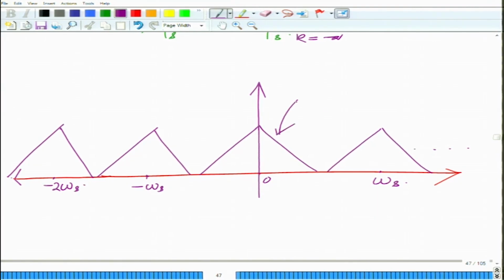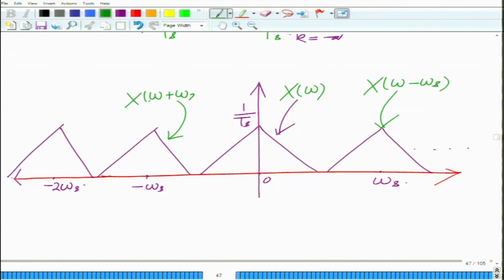So, this is your original copy, each is scaled by 1 over Ts. This is your original copy, that is X of omega, this is X of omega minus omega s, and then you will have several copies over here. Similarly, this is your X of omega plus omega s, this is X of omega plus 2 omega s, and so on. And now, if you look at it, something interesting happens.